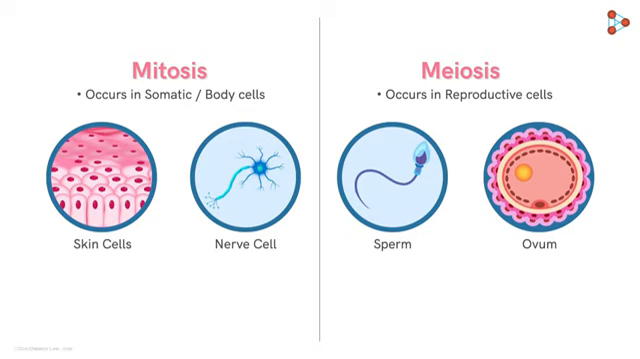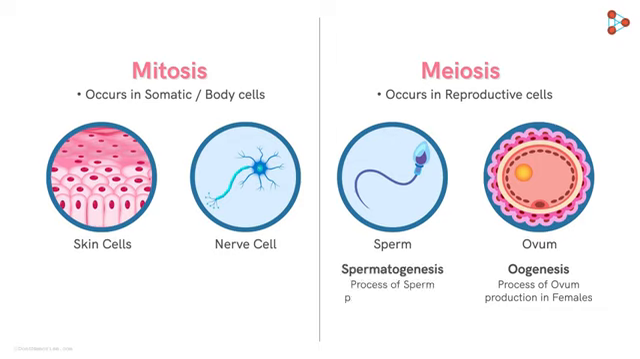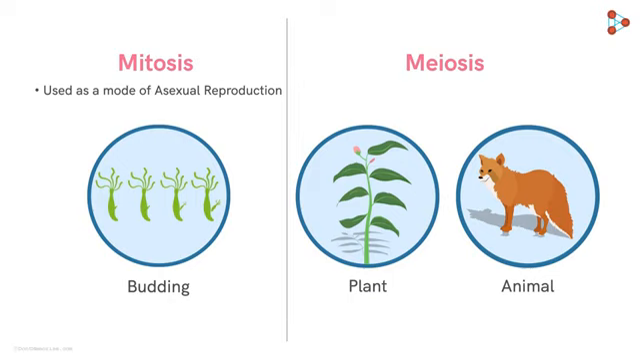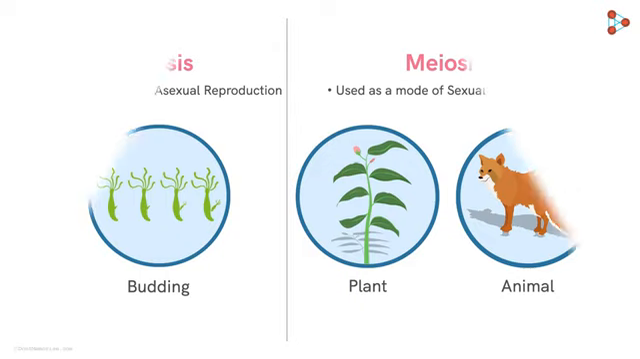Yes, due to the different cells produced as an end result, meiosis is also referred to as oogenesis, that is the process of ovum production in females, and spermatogenesis, that is the sperm production process in males. Another major difference is that mitosis is used as a mode of asexual reproduction in lower organisms, while meiosis helps in forming gametes for sexual reproduction. Now, let's move ahead with the next difference.